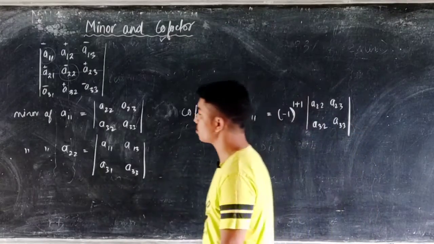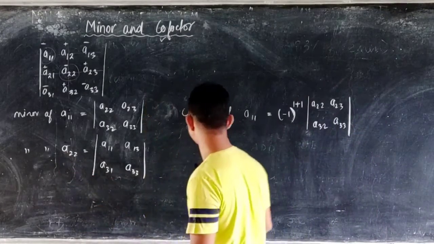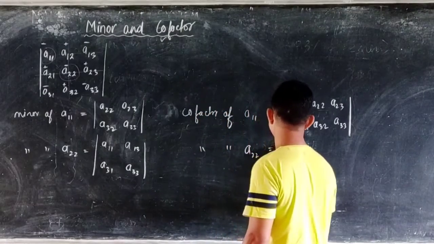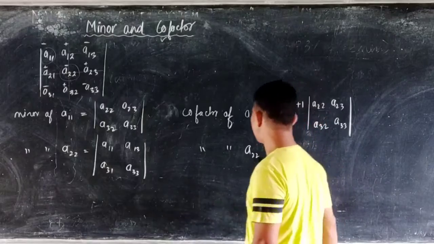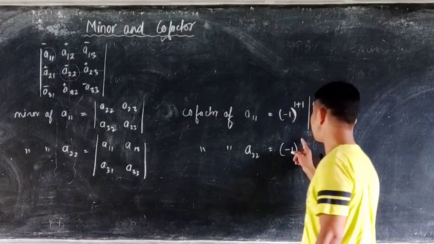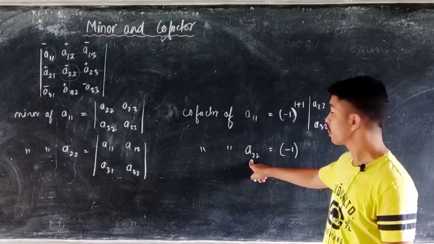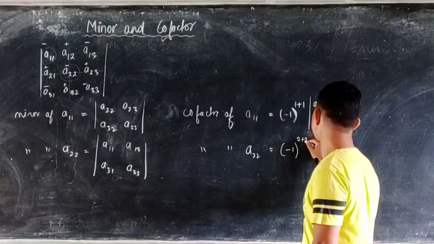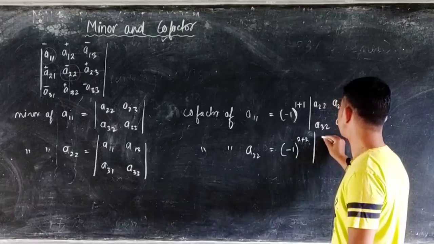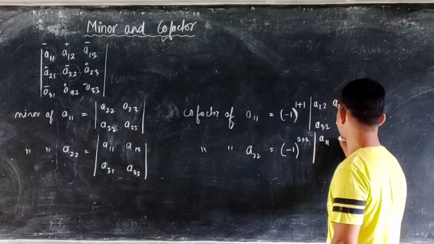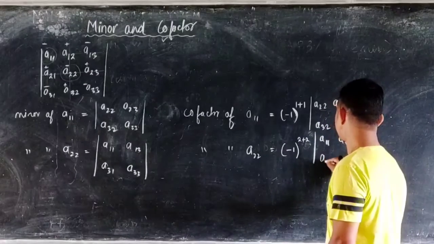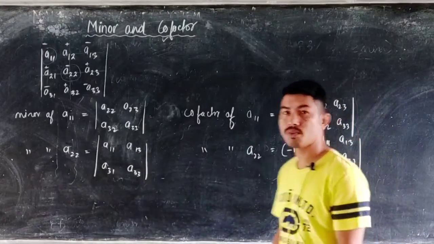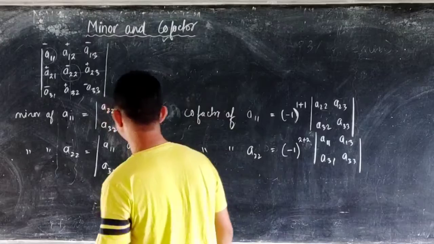Similarly, if you are asked to find the cofactor of A22, it will be equal to minus 1 to the power of its row plus column. Its row is second and column is second, so it will be 2 plus 2, and then the remaining is the minor: A11, A13, A31 and finally A33. That is what the cofactor and the minor of an element mean.